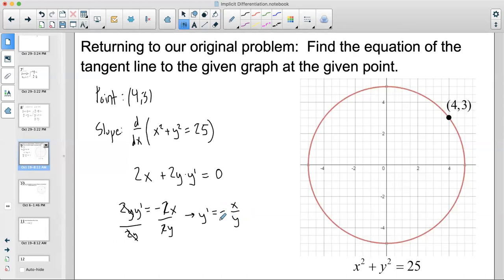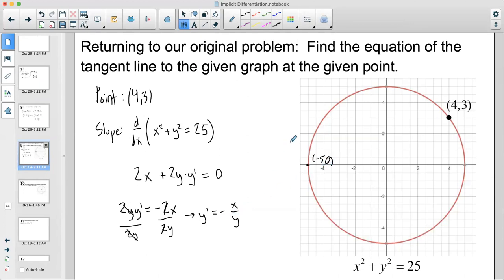What this tells me is that the slope of the tangent line to this graph for any value of x and y is always negative x over y. So like if I was talking about this point, which looks like the point -5, 0, I'd plug in -5 for x and 0 for y, and you can see that that would give me an undefined slope. Like it'd be 0 on the bottom. Let's say I'm choosing this point, which is -5, 0.